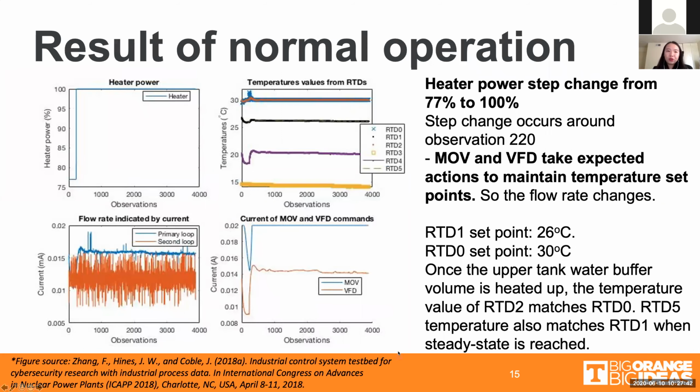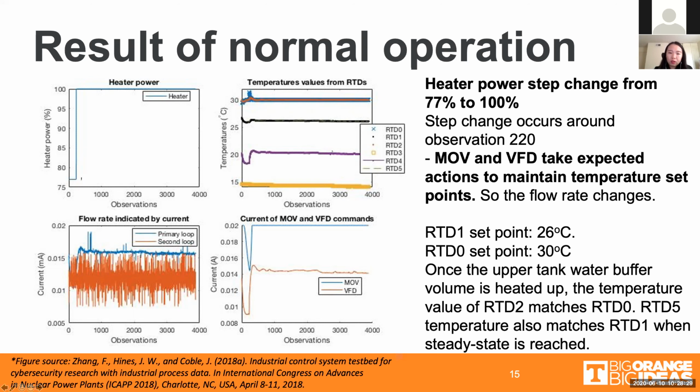So this figure shows the normal operation of the flow loop. This just gives a sense that the flow loop under normal operation can maintain the control goal, which is maintain the heater inlet and outlet temperature at the set point. So here, the heater power has a step change from 77% to 100% of the nominal power at the observation 220. And we can see here the temperature values from different temperature sensors. And we can see with this power change, the temperature still maintains at their set point.